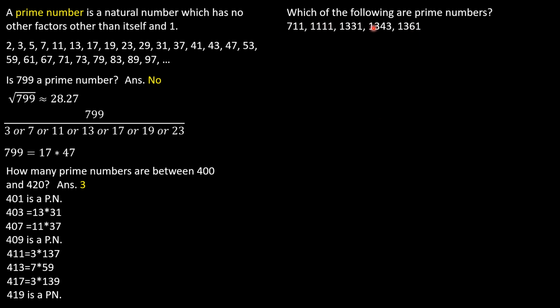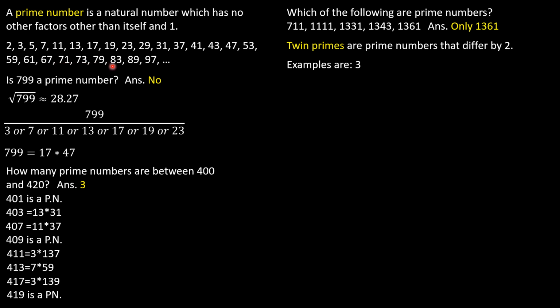And I want you to evaluate these first 4 numbers, which are integral or prime numbers. So the answer is only 1361. Twin primes are prime numbers that differ by 2. Examples here are 3 and 5, 5 and 7, 11 and 13, 17 and 19, 29 and 31. They differ by 2. 41, 43, and 71 and 73, the last, up to 2 digits only.